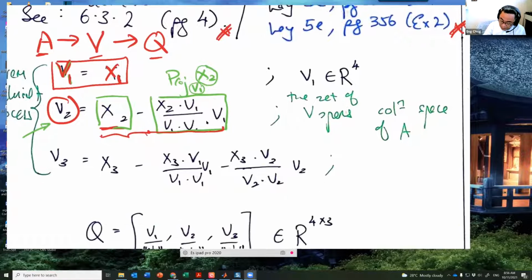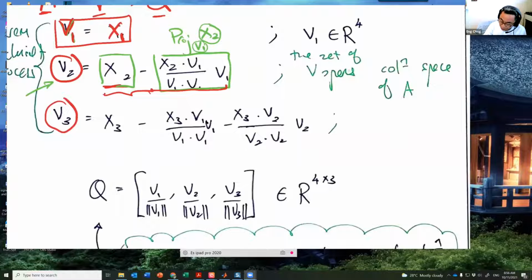I repeat the process for V3 using projection of x3 onto V1, and projecting x3 onto V2. If I subtract my contribution of x3 from V1 and V2, whatever I'm left with is the orthogonal part of it.